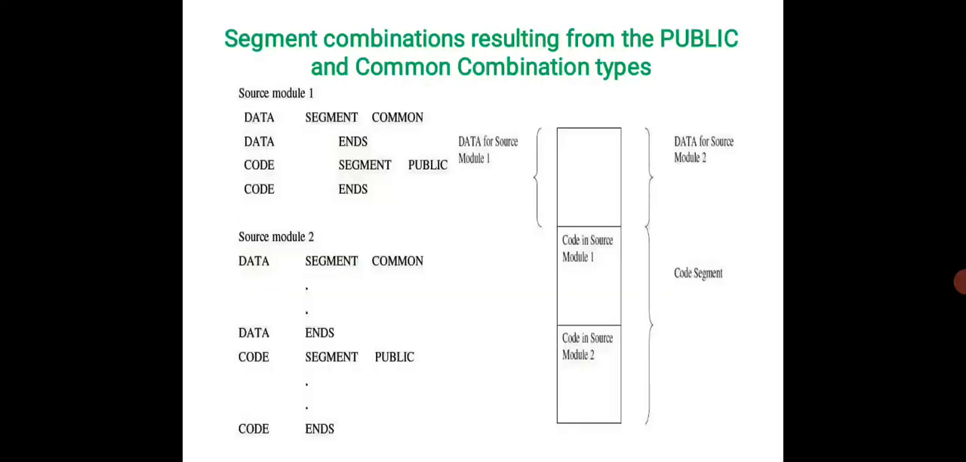So you could see here the segment combinations which would have resulted because of public and common combination types. If it is public, then you can see that it is concatenated. And if it is common, then it becomes overlaid.